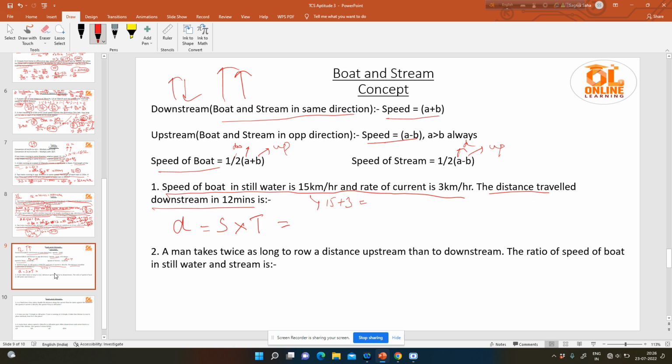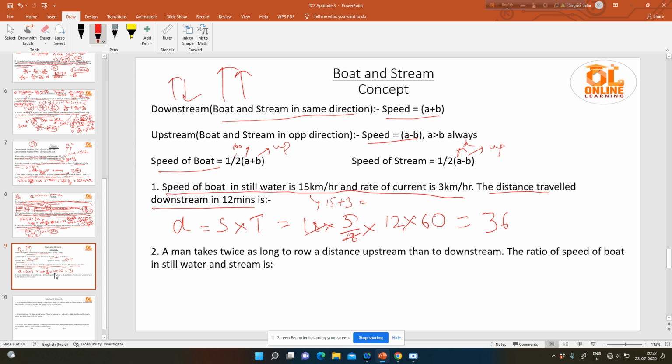But we have to convert it into meter per second. To convert into meter per second, we have to do 18 into 5 by 18. Okay, and time is 12 minutes. So to convert it into seconds, we have to multiply it with 60, right? So let us solve it. 18 will be cut, so 5 into 12, into 60.